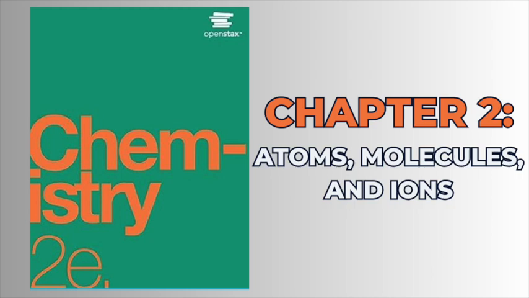Atoms of one element differ in properties from atoms of all other elements. A compound consists of atoms of two or more elements combined in a small whole number ratio. In a given compound, the numbers of atoms of each of its elements are always present in the same ratio.